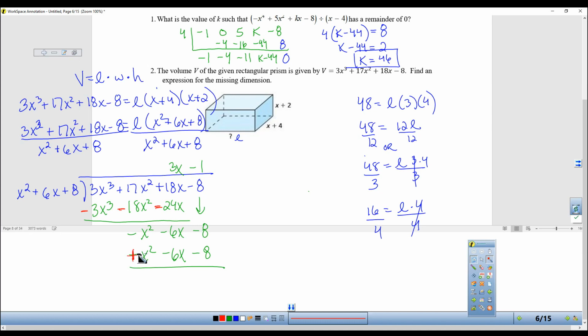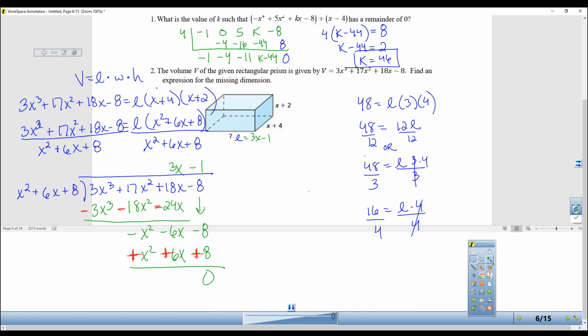I change the color to change my sign. And as expected, there really shouldn't be a remainder. This is an exact dimension. The length is equal to 3x minus 1. That's one way that you can do it. And it's a great way. And it's probably how most people think of it.